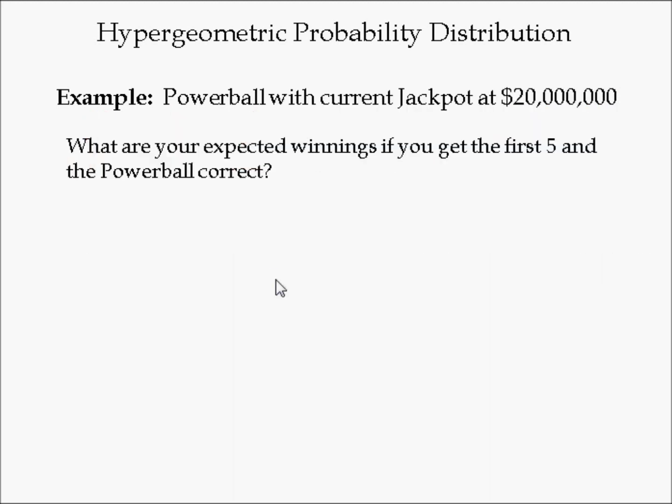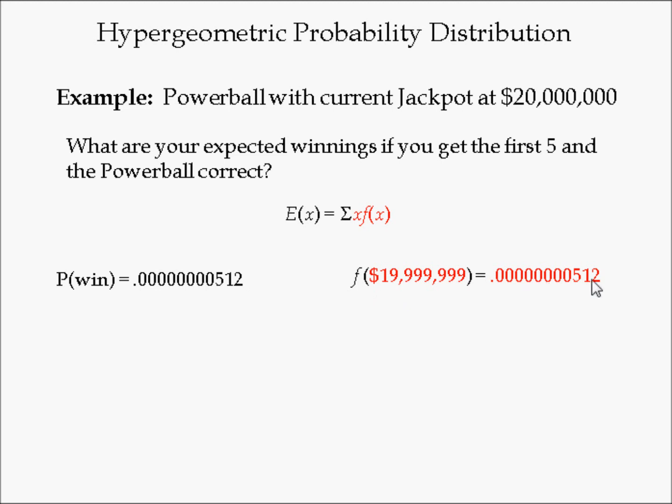Now, let's calculate the expected winnings. If you get the first five and the Powerball correct, we used this equation to calculate the expected winnings. Now, the probability of winning is a number close to zero, this number here. Now, if we win, we had to pay a dollar, so we get $20 million minus a dollar. Now, if we lose, this is the probability. It's found by subtracting this from one. And so this is the probability of losing. And if we lose, well, we lose the dollar.